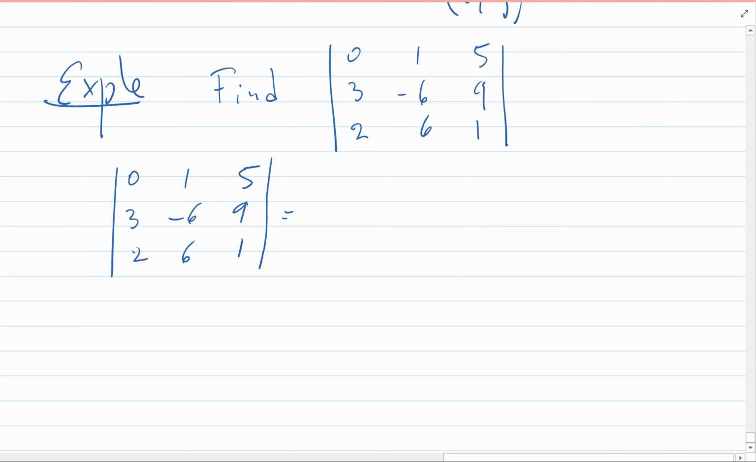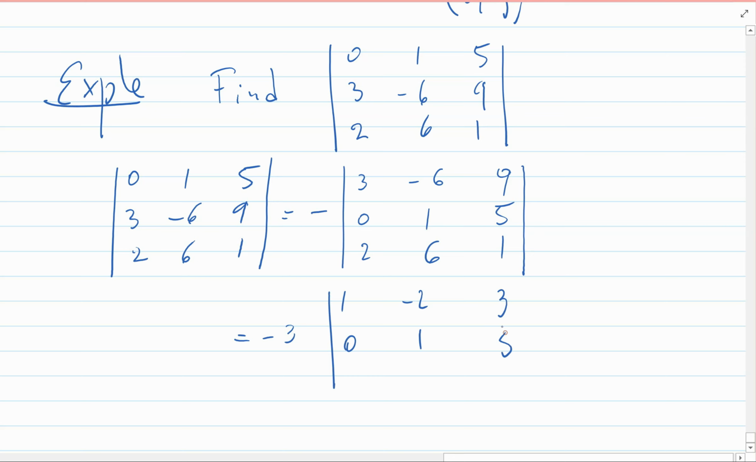Let us interchange the second row with the first row because we want the leading coefficient to be non-zero. This gives me minus the determinant of 1, minus 6, 6; 0, 3, 2; 5, 9, 1. Now let us take 3 out from the first row because I can factor it out.